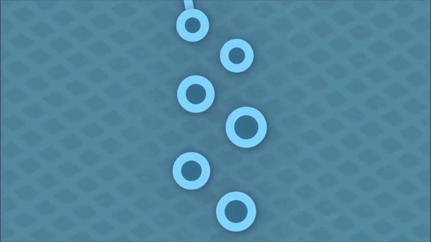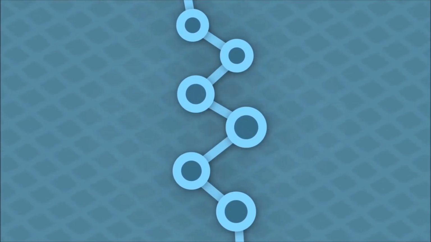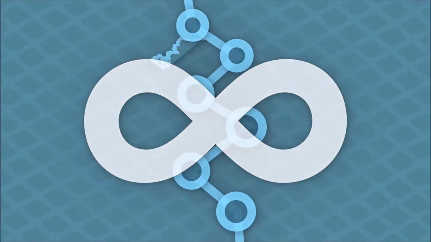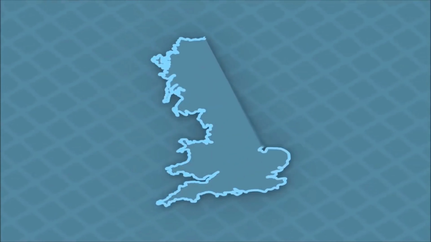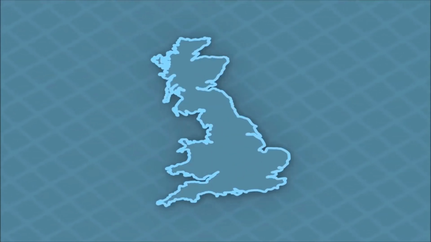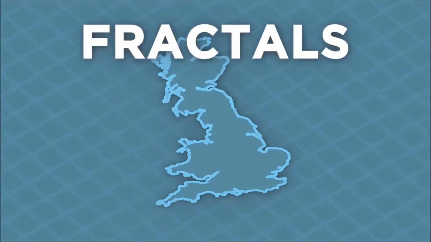You could theoretically go all the way down to the molecular level for your measurement unit, but if you do that, the length of the coast seems to approach infinity. It doesn't seem to make any sense that you could have a defined space with a finite area like Great Britain be surrounded by an infinitely long perimeter. But there's a similar concept that can be found in mathematics called fractals.